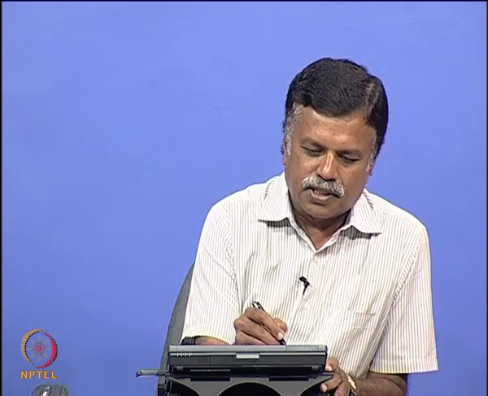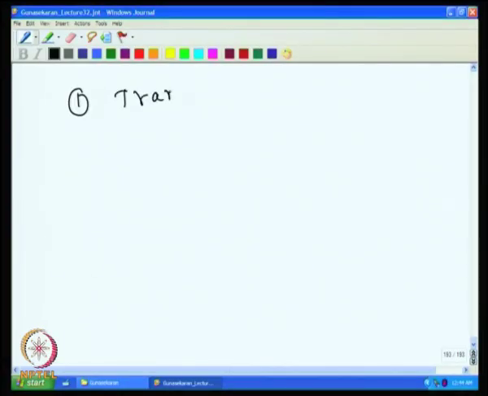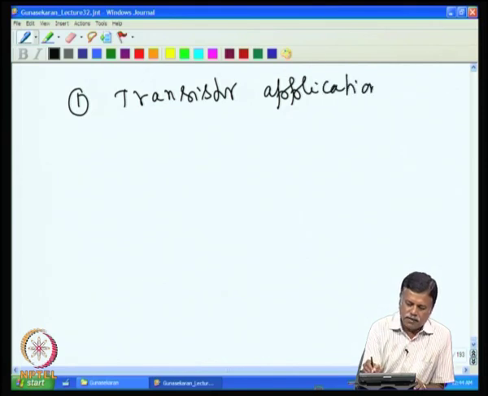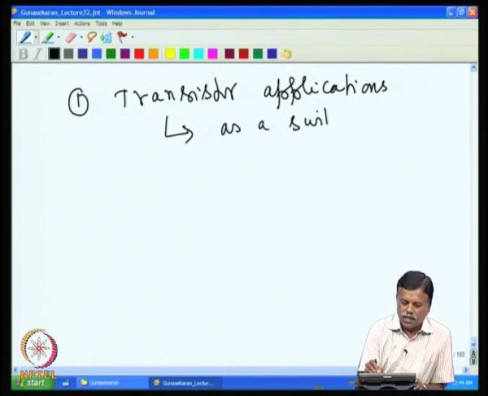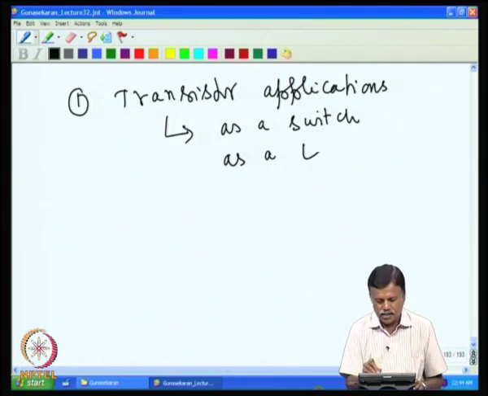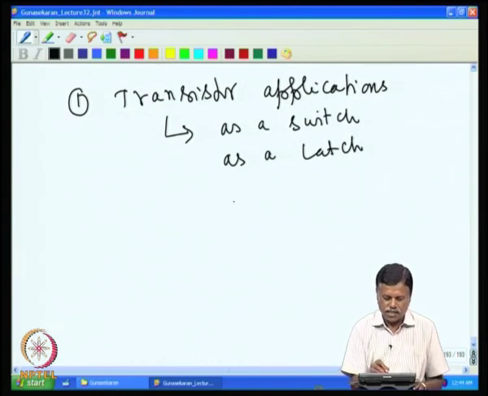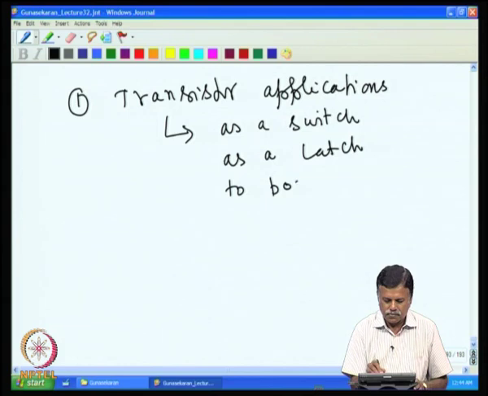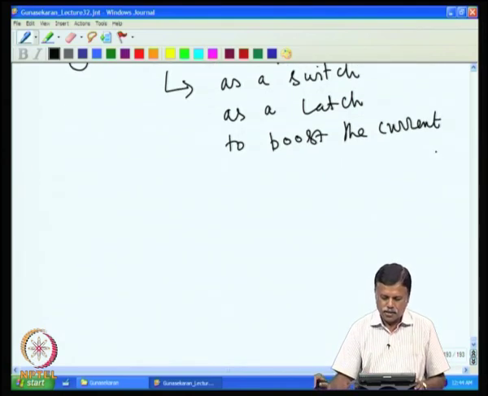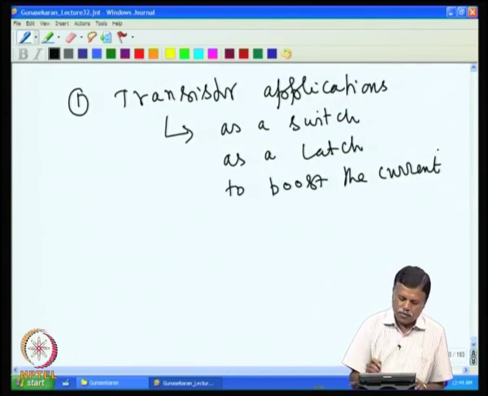If you look back at what we have discussed so far, then the following items will emerge. We started our discussion with transistor applications. Here we discussed how to use a transistor as a switch, with an example, then how to use a transistor as a latch, then how to use a transistor to boost the current, and then to increase the power.